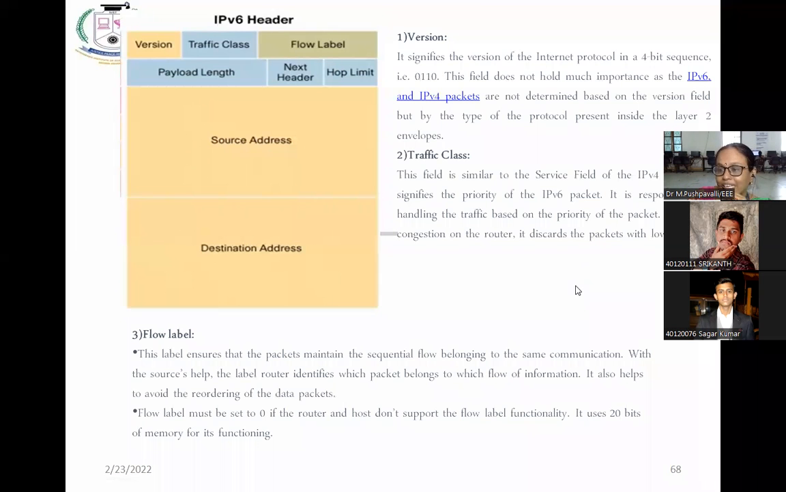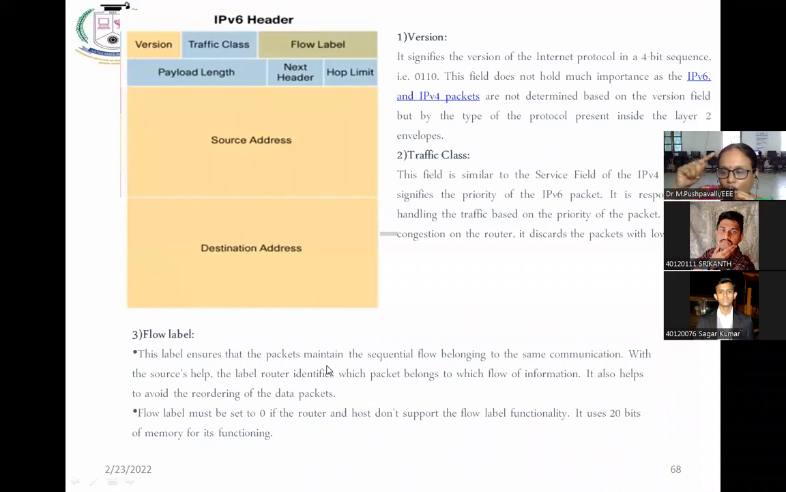But there is no fragmentation here. There is a flow label, which says which will be first, which will be second and all. So the fragmentation detail is not there, but instead of that, we have a flow label. And here they have mentioned the payload length, that is also available. The next header, where my packet will transfer from the data link layer to the transport layer. That next header protocol has to be defined there.